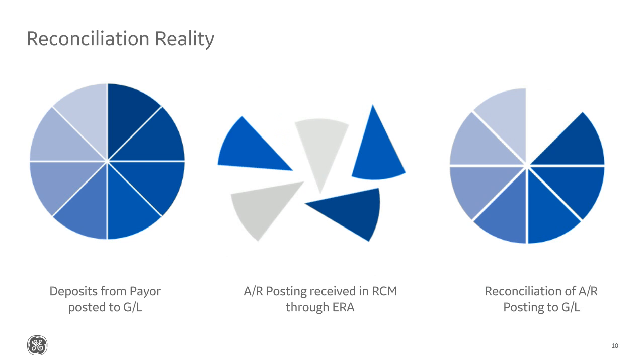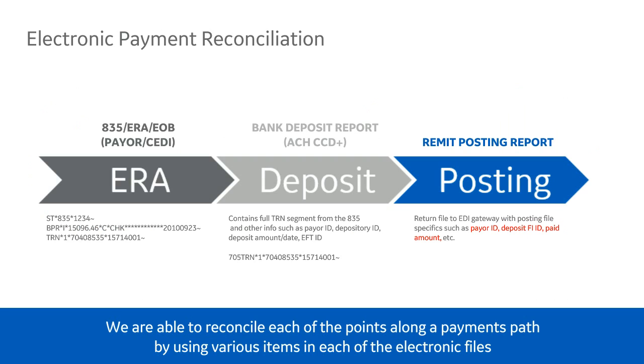So as you see in the slide, the whole pie signifies deposits from payer posted to the General Ledger, and all the AR posting received in RCM through your ERA. But the final piece, when you reconcile, there is always a missing piece of the pie. That's where we have built in the electronic payment reconciliation.